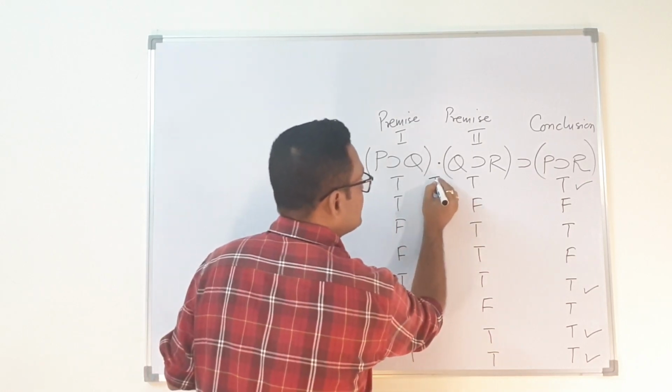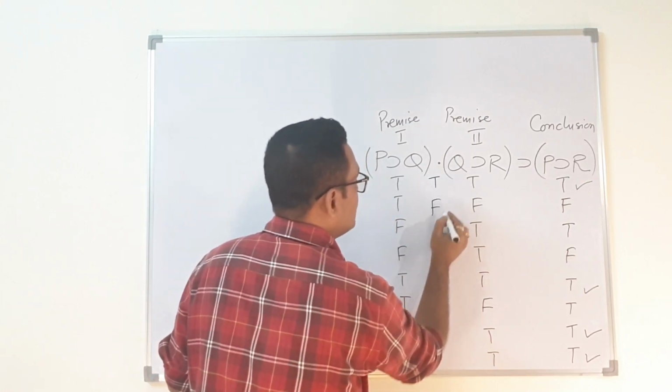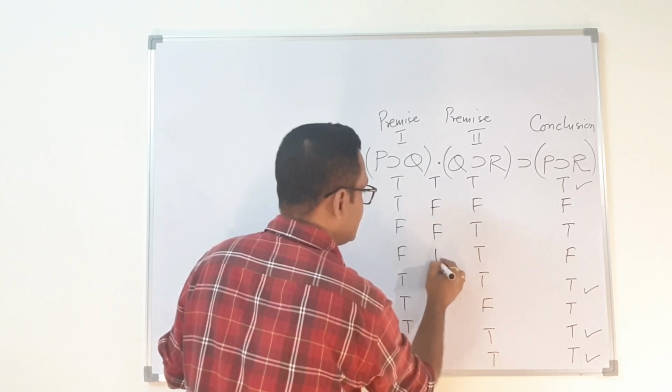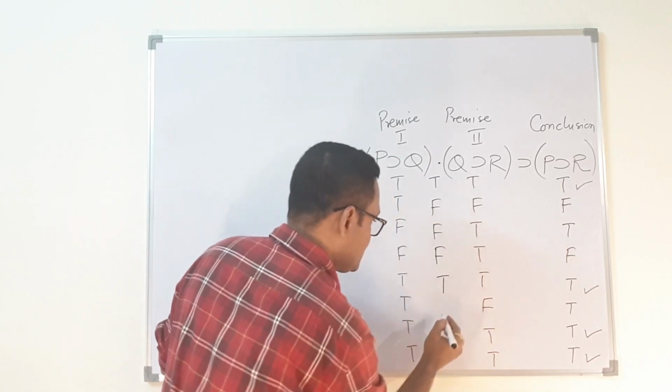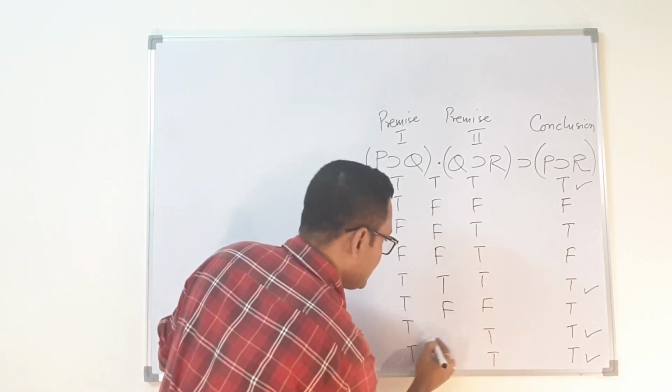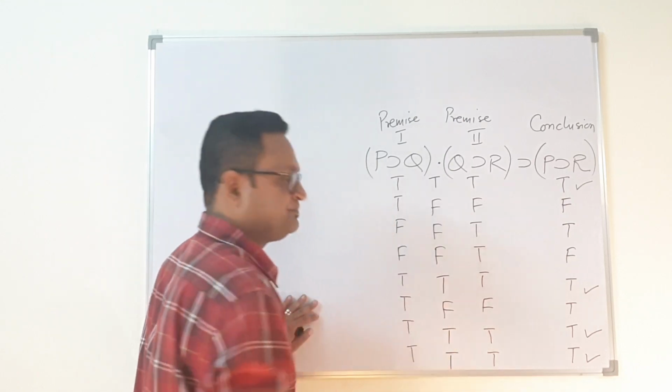So true, true is true, true, false is false, false, true is false, this is also false, this is true, this is false, this is true, and this is true.